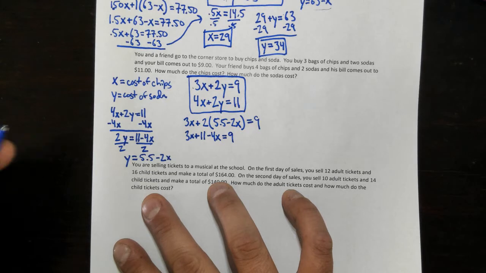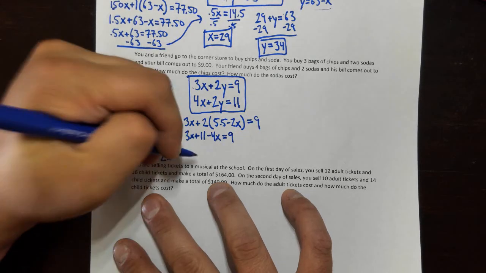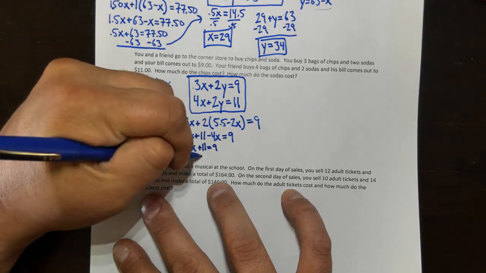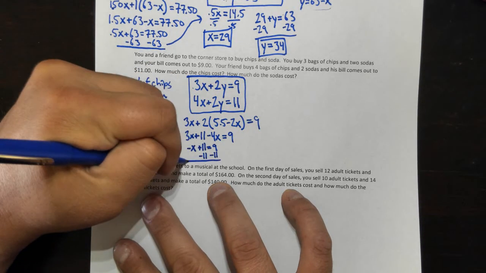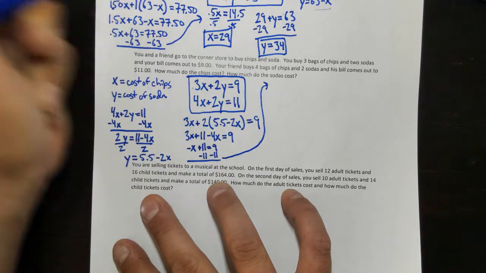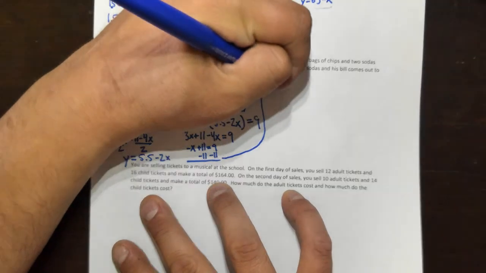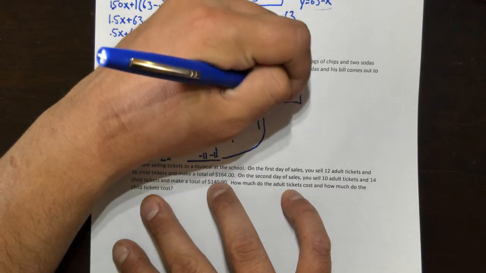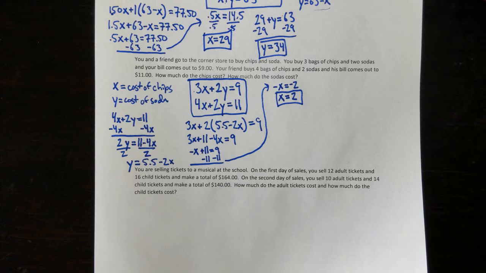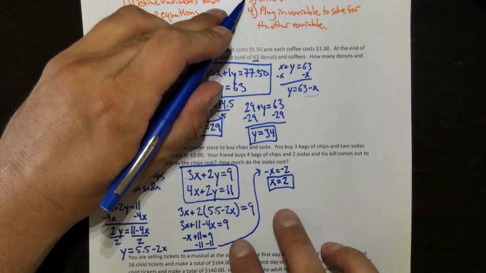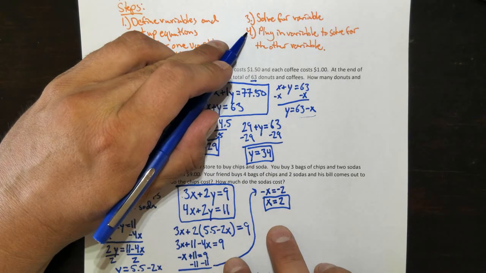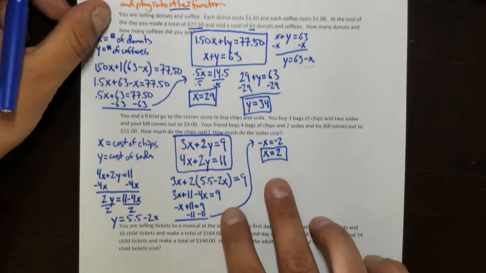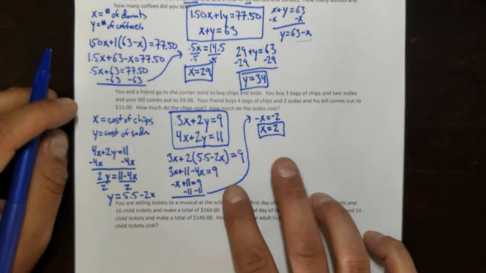Then we can combine our x's, so 3x minus 4x is a negative x, plus 11 equals 9. Subtract 11 from both sides. We get negative x equals negative 2, which means that x is equal to positive 2. Awesome. So now that I have solved for the variable, that was step 3. Step 4 is plug in the variable to solve for the other variable. And it doesn't matter which equation we use now. So I'm just going to use the first one, I don't know why.